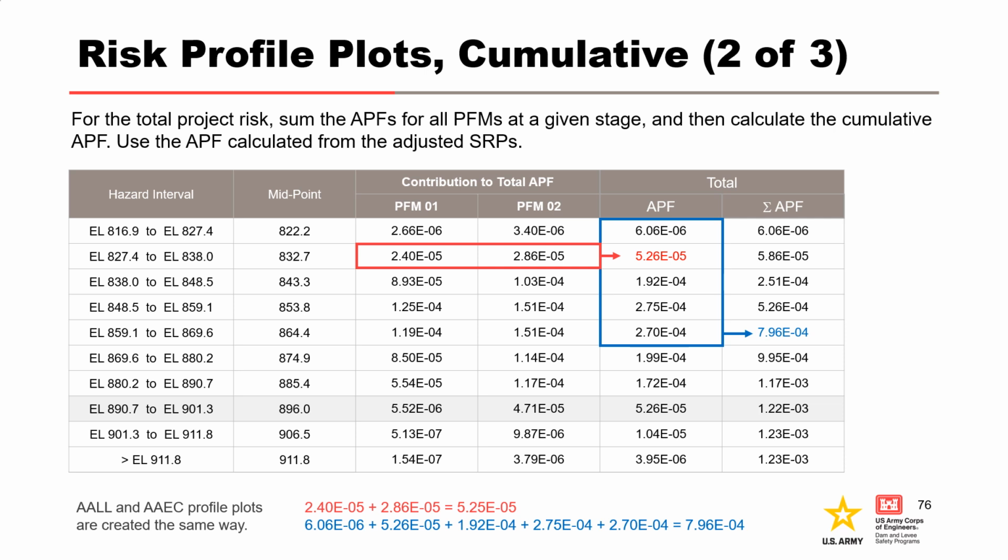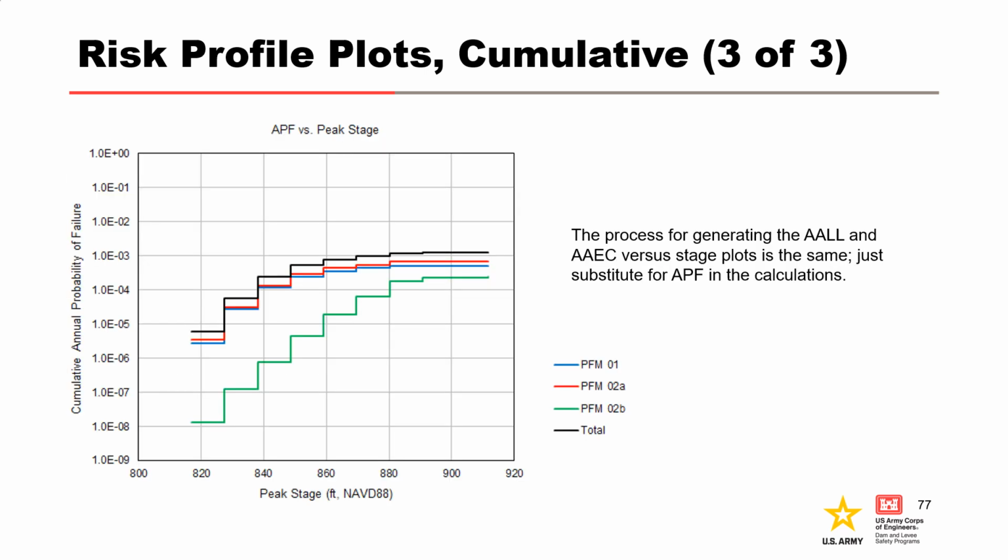For each stage interval, we sum the probabilities from each failure mode to get the total for the stage. Then the cumulative is equal to the total APF from that interval, plus the sum of the APFs for all lower intervals. Once complete, it will look like this, with stepwise functions for the individual potential failure modes, shown in red, blue, and green, along with the total, shown in black.